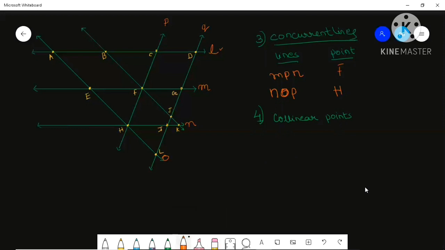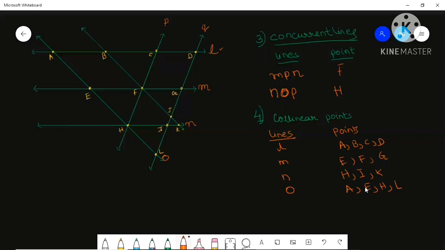So what will be our answer? We can do it the same way, taking lines and points. Start with L. On line L, I can find 4 collinear points: A, B, C, D. On line M, I can find E, F, G. In line N, 3 points are there: H, I, K. And on line O, you can see A, E, H, L.